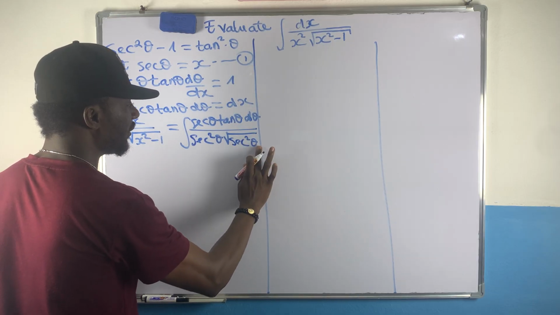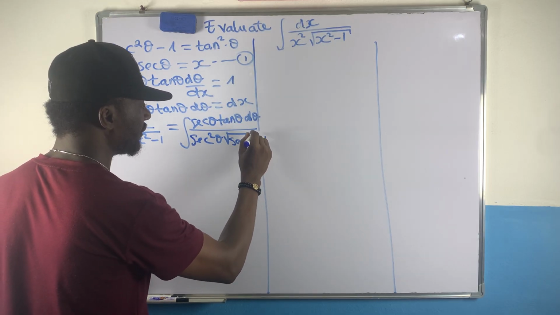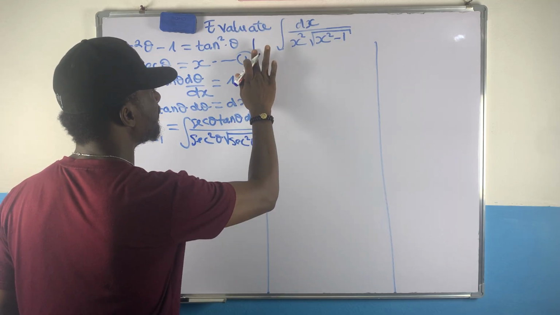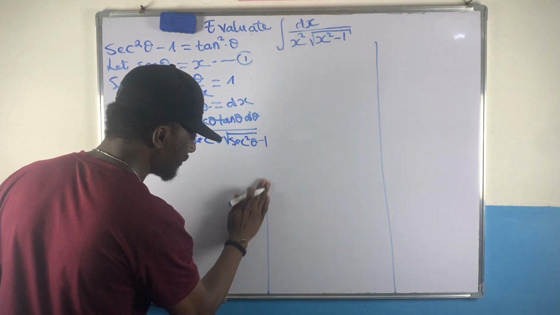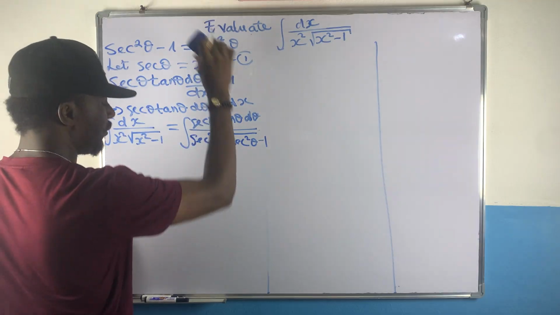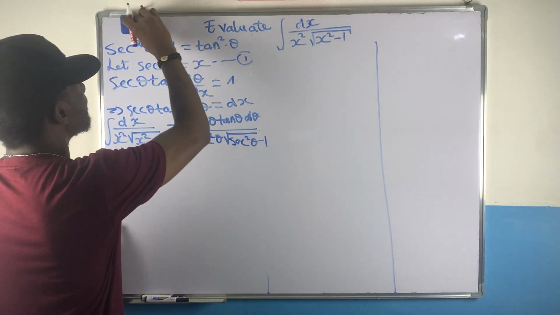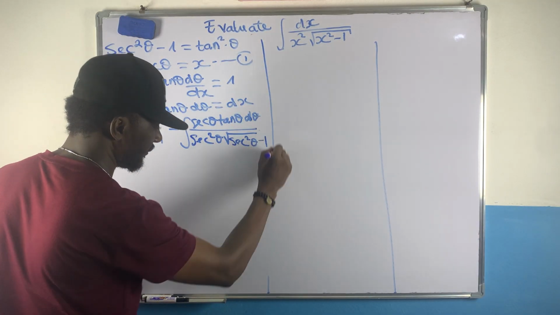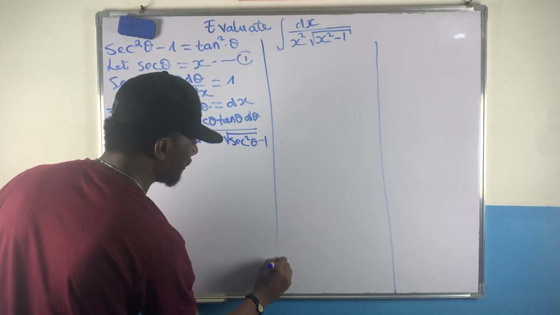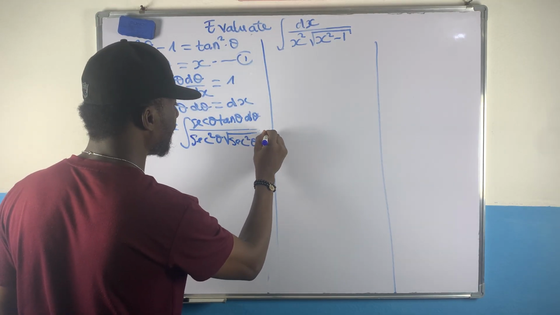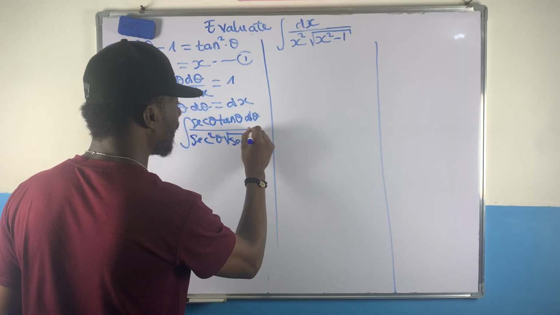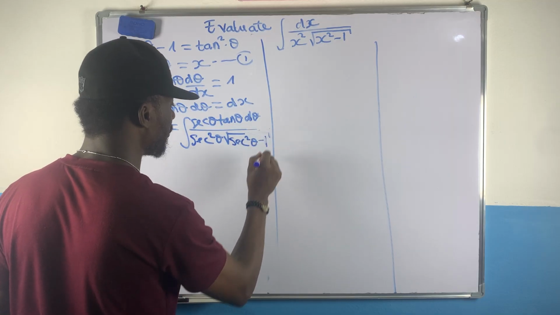squared theta minus 1. So let me widen this board so that I can have space. So that I have sec squared theta minus 1.